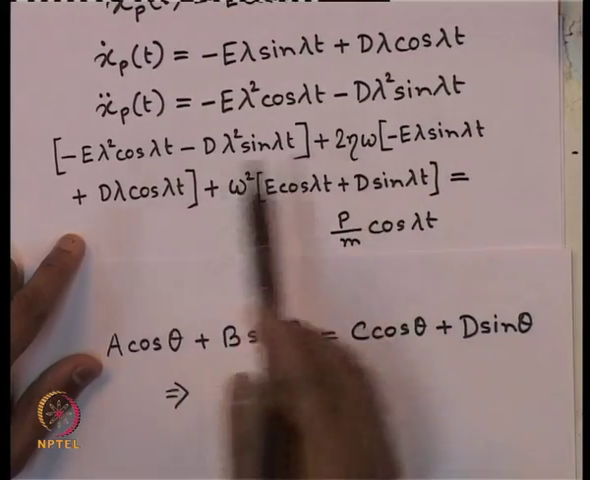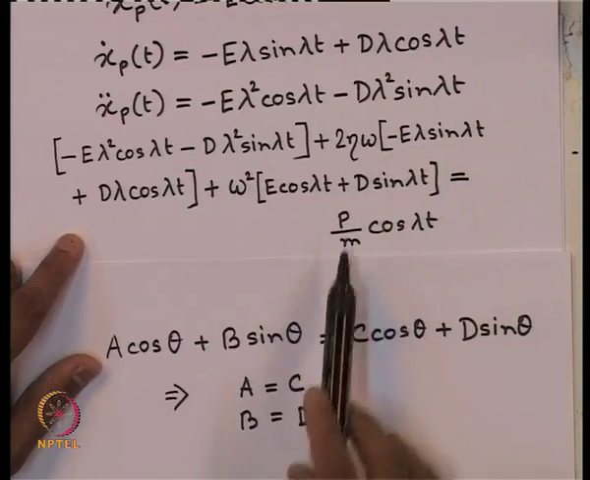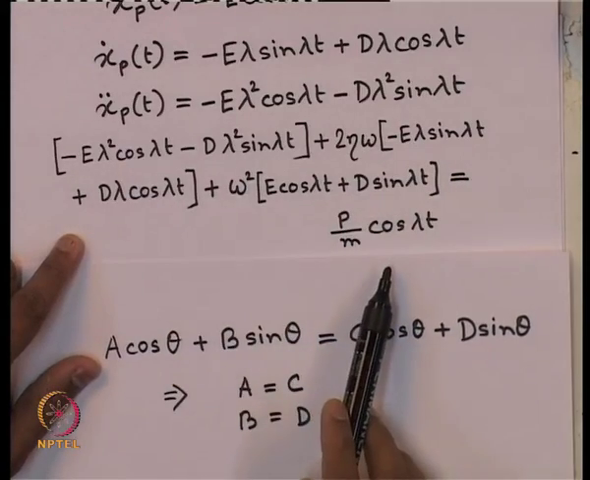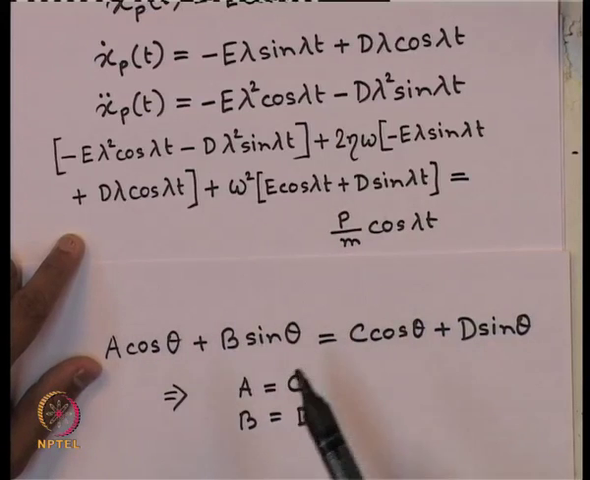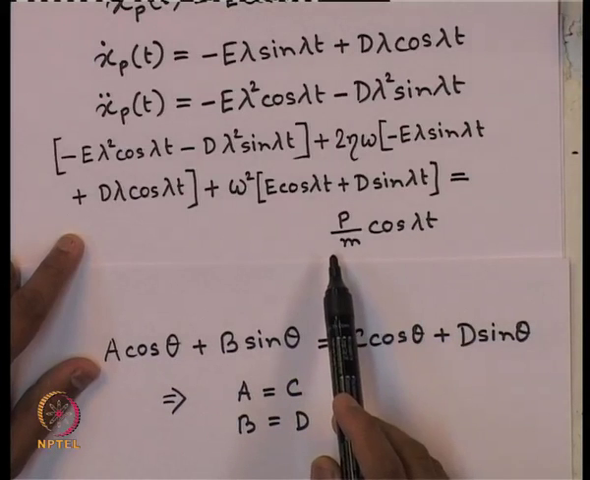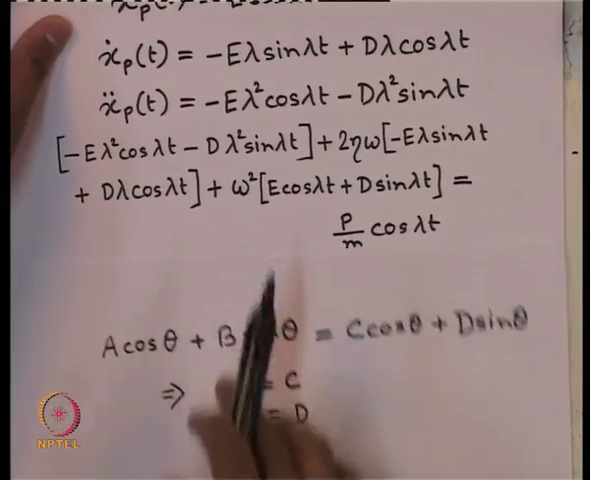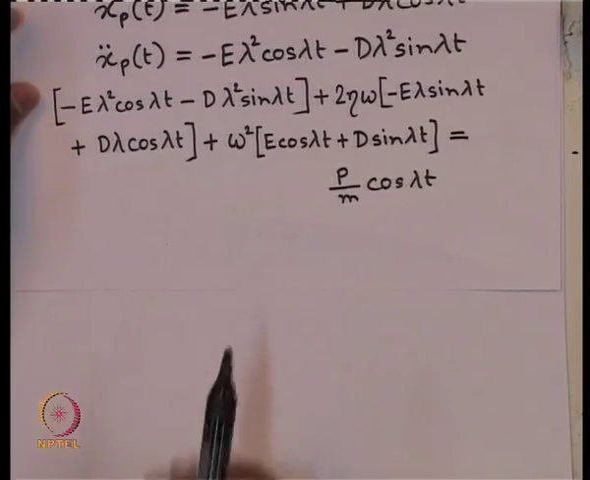In all these components are combinations of cosine function and sine function. Now, let us equate all the cosine functions on both the sides and equate all the sine functions on both the sides. On the right hand side, we have only cosine functions and no sine function. So, what we can write from this expression, let us note it down here.